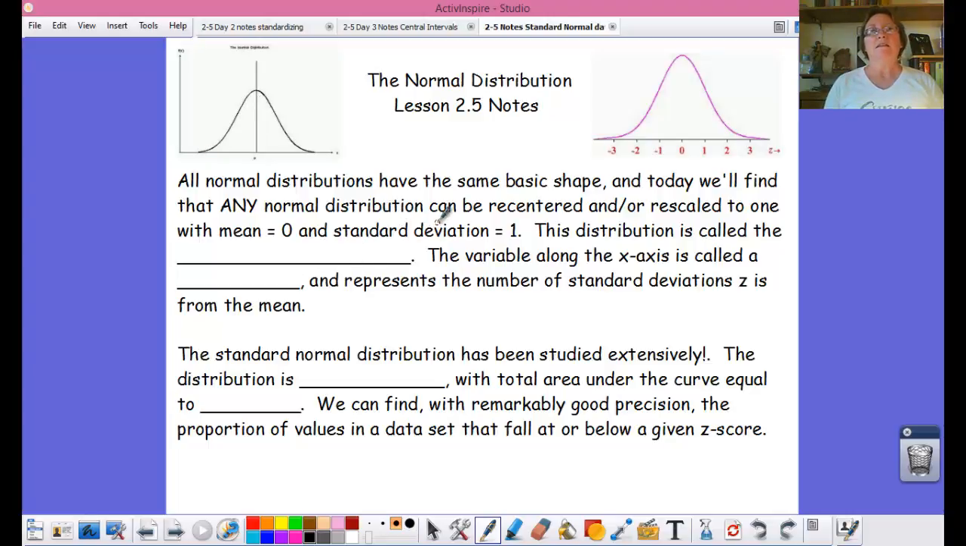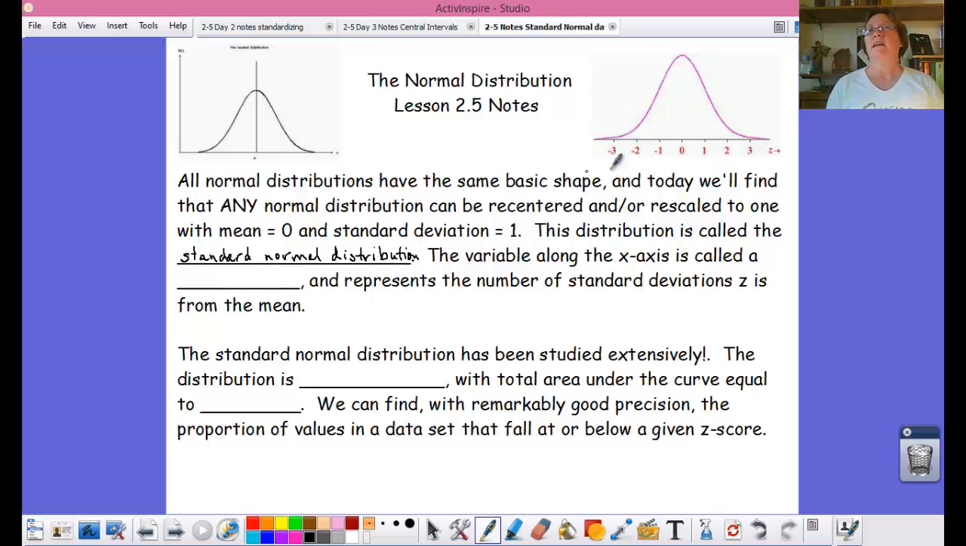What we're going to look at today is the idea that anything that's distributed normally can be recentered or rescaled or both to have a mean of 0 and a standard deviation of 1. And you can see that pictured here. That distribution, folks, is called the standard normal distribution. And folks, there are so many things that are distributed normally that a lot of thought and study has gone into the standard normal distribution.